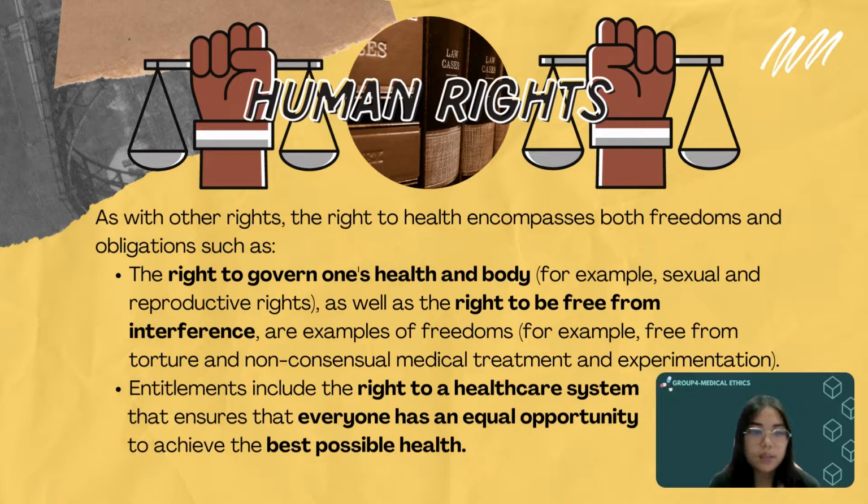As with other rights, the right to health encompasses both freedoms and entitlements, such as the right to govern one's health and body. So, for example, sexual and reproductive rights, as well as the right to be free from interference, are examples of freedoms, for example, freedom from torture and non-consensual medical treatment and experimentation. Entitlements include the right to a healthcare system that ensures that everyone has an equal opportunity to achieve the best possible health.